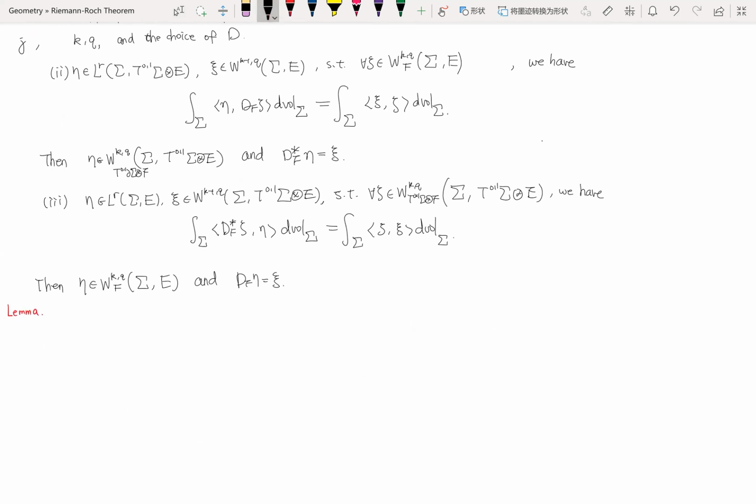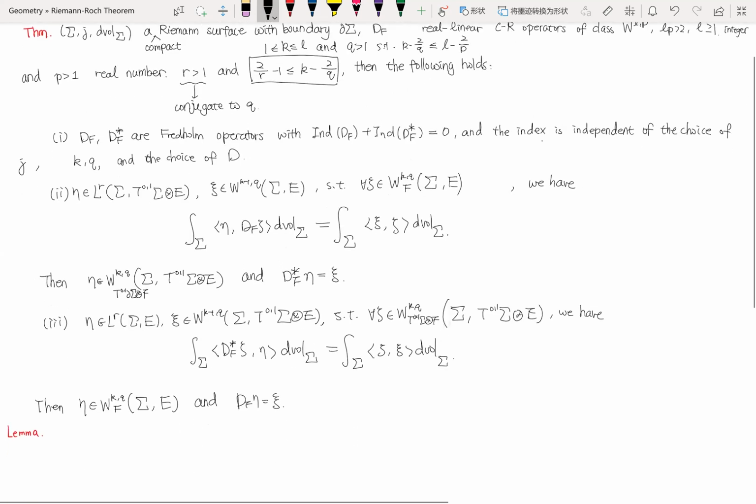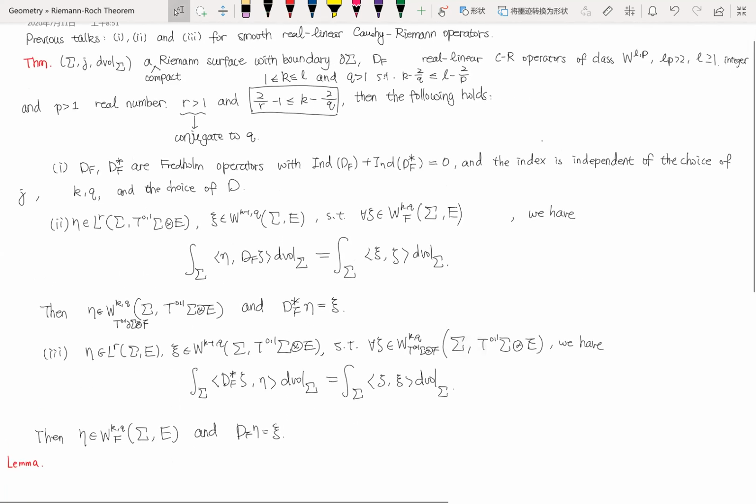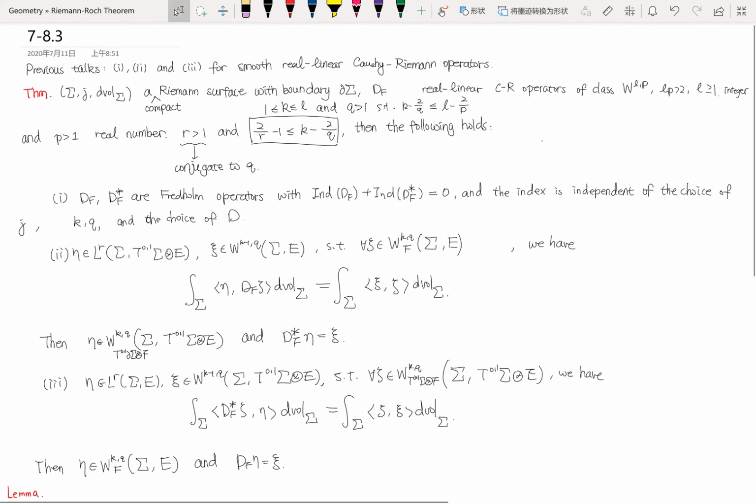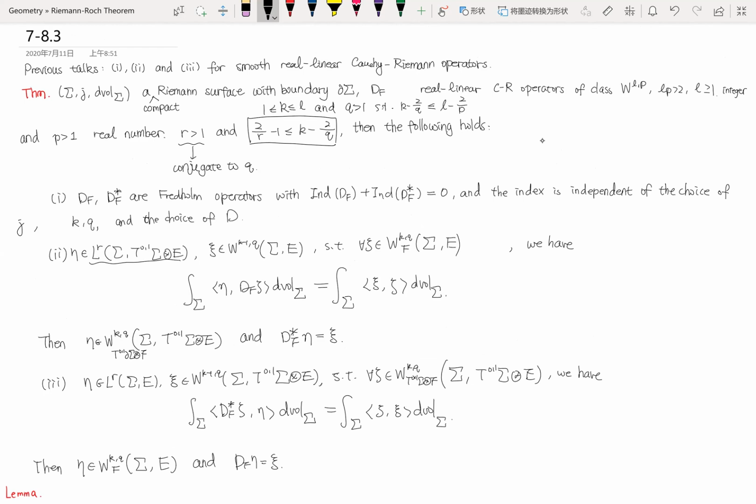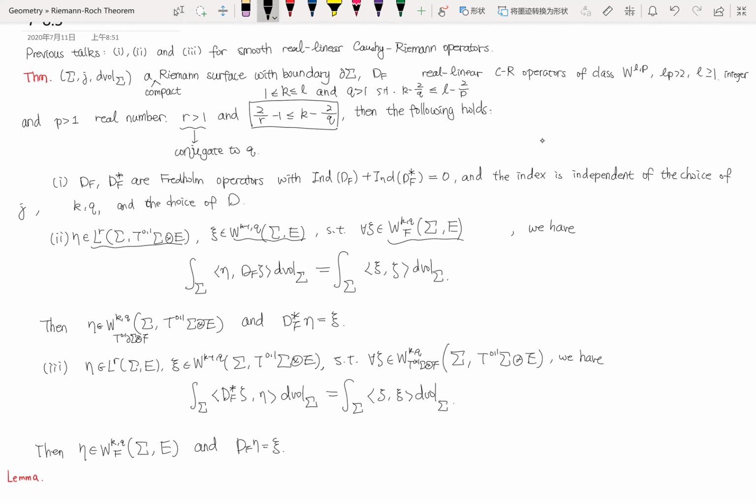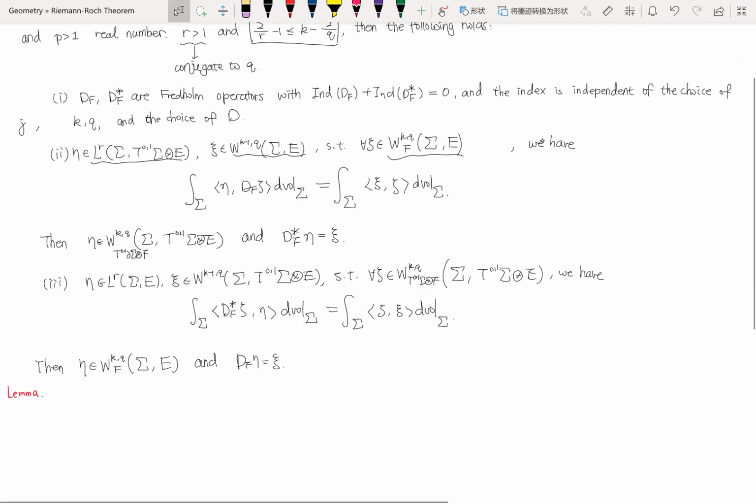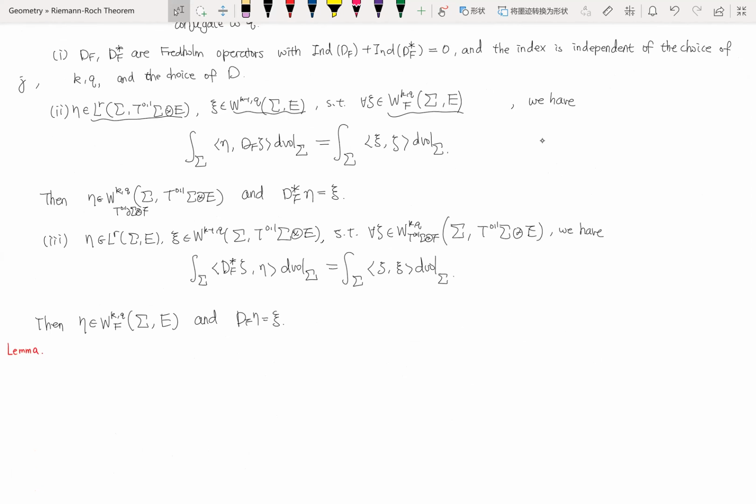The lemma states in what cases two elements in two given Sobolev spaces, L^r and W^{k-1,q} or W^{k,q}, can have a pairing. So the first one is that if we assume r is greater than 1 and is conjugate to r.